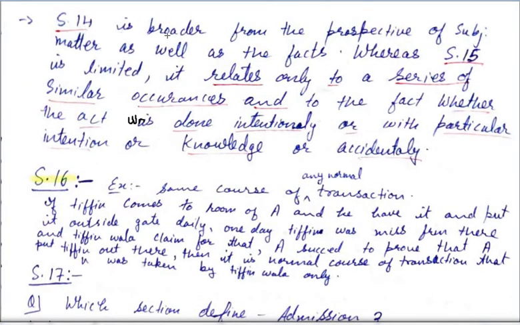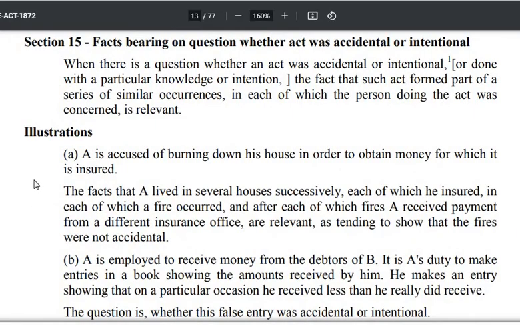Section 14 is broader from the perspective of subject matter as well as the facts, whereas Section 15 is limited. It relates only to a series of similar occurrences and to the fact whether the act was done intentionally or with particular intention or knowledge, or accidentally. Now let's see the illustrations.